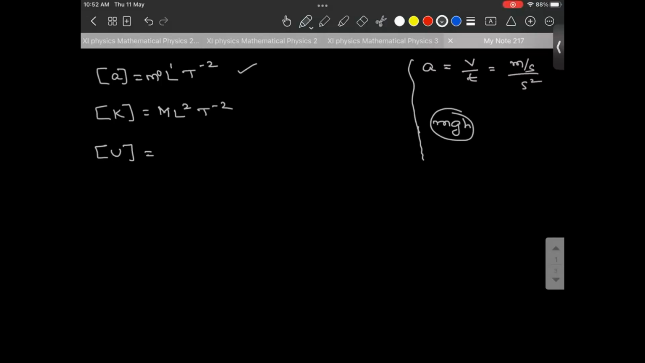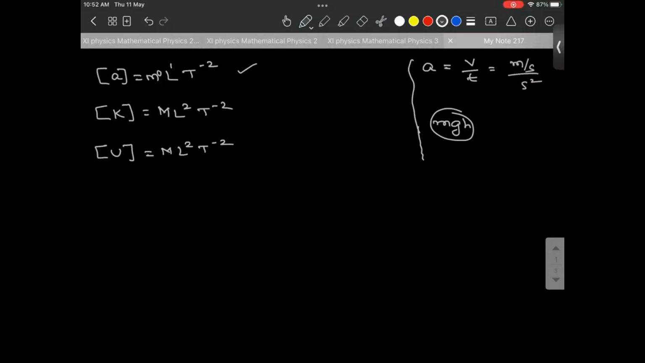What did you get? Sir, is it the same? You will get the same. Because what is the prefix for both? Kinetic energy, potential energy. And what did you learn in your 9th standard?